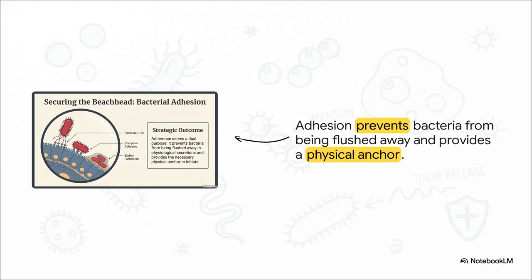Adhesion is the first crucial event. Bacteria utilize specific structures, such as the fimbriae, shown here, which act like grappling hooks to bind to host cell receptors. This prevents them from being cleared by mechanical forces, like mucus flow or urination, and provides a stable platform from which to launch an invasion.